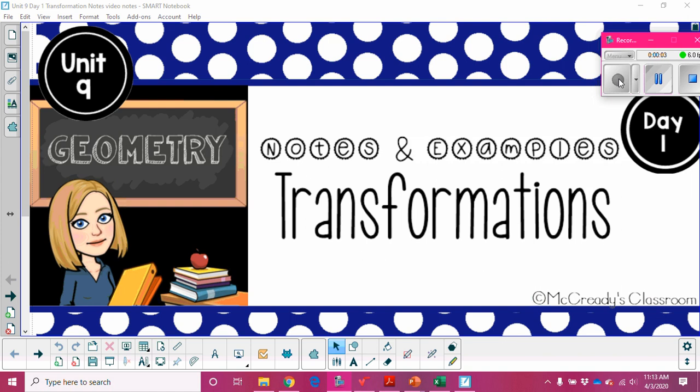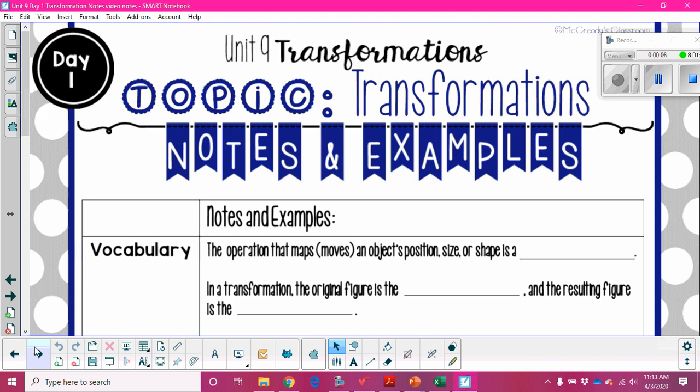Unit 9 is about transformations. The operation that maps or moves an object's position, size, or shape is a transformation. In a transformation, the original figure is the pre-image, and the resulting figure is the image.